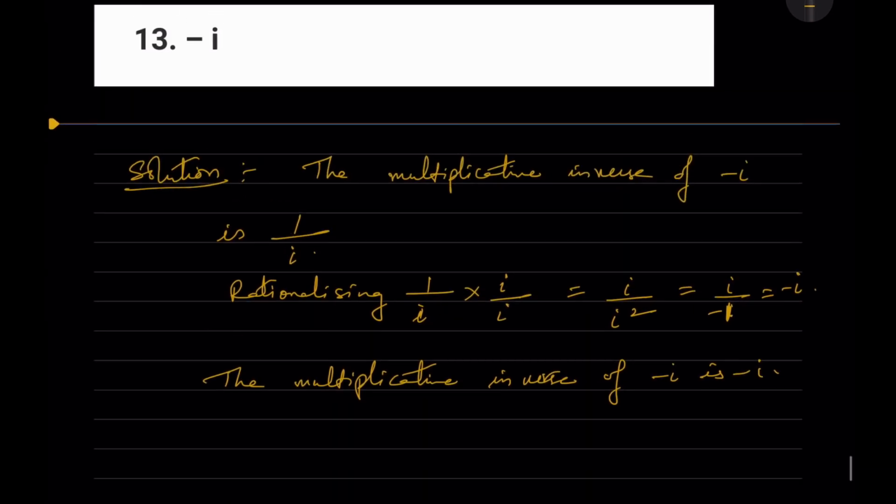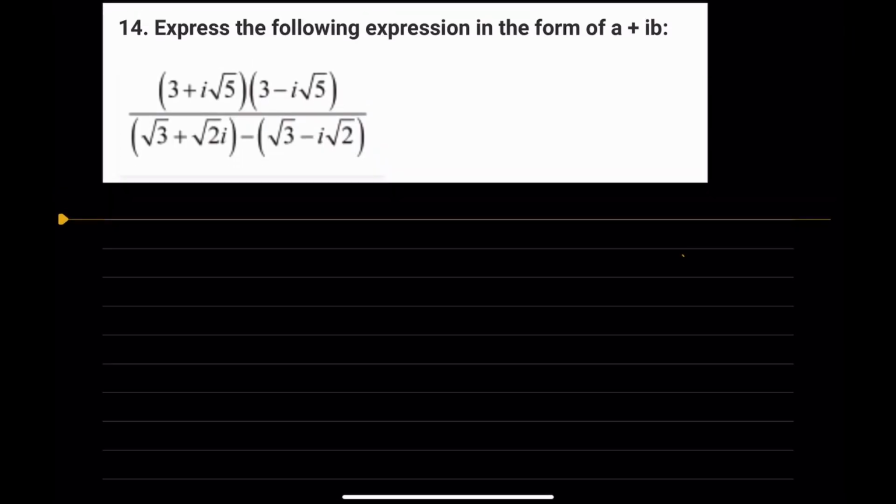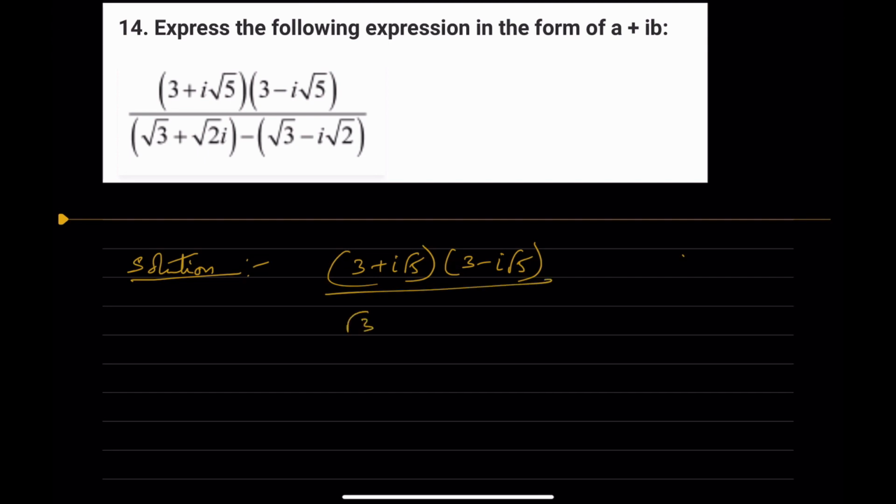Okay, now going into the next, that is to express the following expression in the form of a plus ib. So how do we do the solution? We'll see here. Solution for this. So first in the numerator we have (3 plus i root 5) times (3 minus i root 5), divided by (root 3 plus root 2i) minus (root 3 minus i root 2).